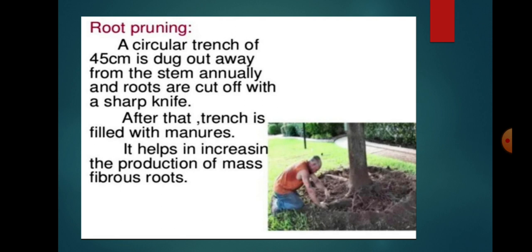After that, the trench is filled with manure. It helps to increase the production of a mass of fibrous roots, which have a high absorption rate, so that they absorb the nutrients and lead to higher productivity. This is about root pruning.